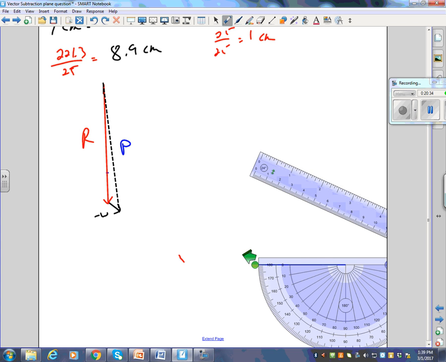Okay? How do I know what the plane vector is? Do I use Pythagoras? No. How come? Not a right triangle. What happens if you do a right triangle? Frowny face. Don't do it. You're going to have done a lot of work and get nothing out of it. Exactly. So we're going to take our protractor and we're going to actually measure.